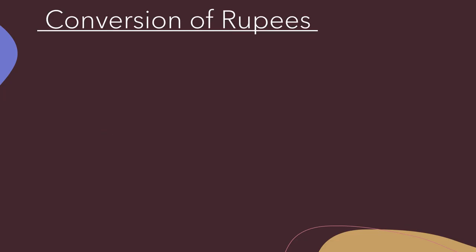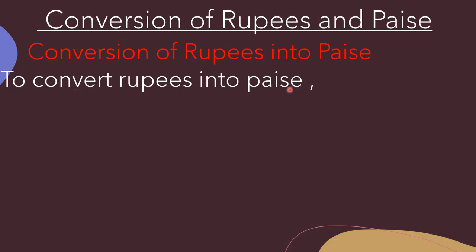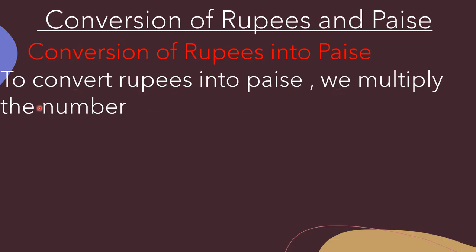Now beta, first of all we will do conversion of rupees and paise. Okay, so conversion of rupees into paise. What we will do beta here, to convert rupees into paise, we multiply the number of rupees by 100. When we convert rupees into paise, we will multiply the number of rupees by 100.